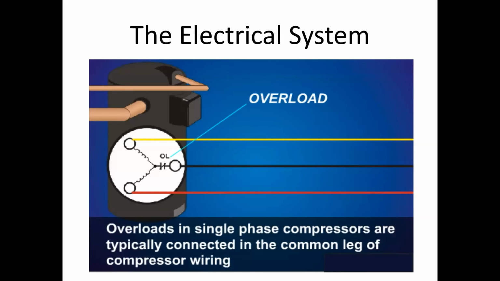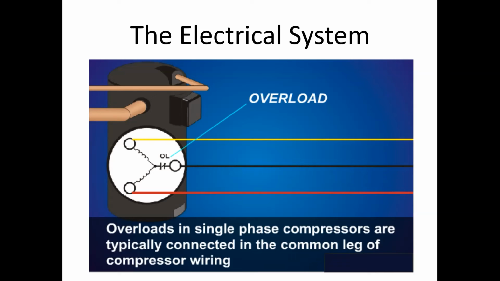Okay, so here's the graphic I was looking for, showing the overload on the common leg of the compressor, not the run or the start winding. In this, if you were checking between common and run or common and start, they'd both be open if that overload was open. It doesn't mean that the overload won't close again. So give it a few hours before you condemn it and replace the compressor.